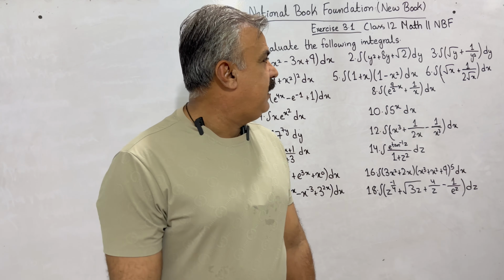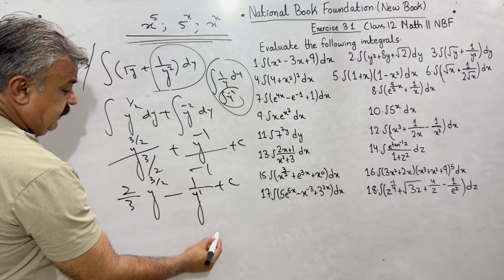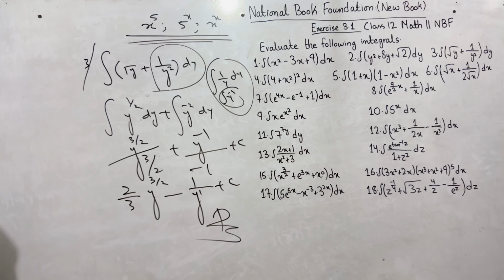Okay, moving towards our question. By adding 1, we have y to the power 3 over 2, dividing by the same. Furthermore, adding 1, it will become minus 1 over minus 1 plus c. Double division, it can be written as 2 over 3 times y to the power 3 over 2, minus plus minus, converting the power of y from negative to positive, it is 1 over y plus c. That's our answer in that case.